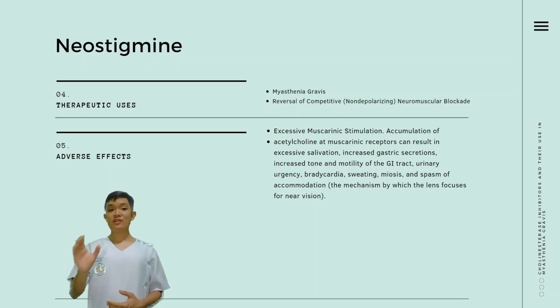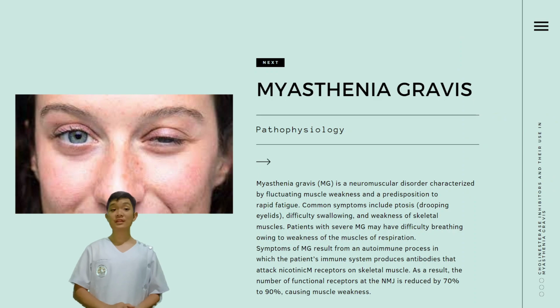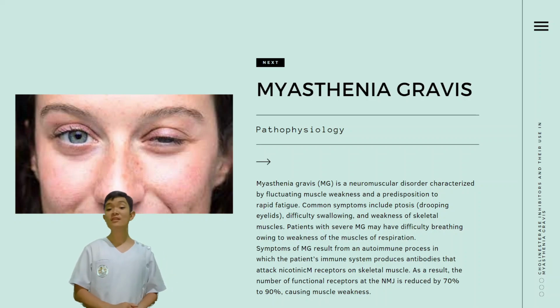So here are some mnemonics that you should be familiar with when identifying dangerous conditions. Myasthenia gravis. MG is a neuromuscular disorder characterized by fluctuating muscle weakness and a predisposition to rapid fatigue. Common symptoms include ptosis, difficulty swallowing, and weakness of skeletal muscles.